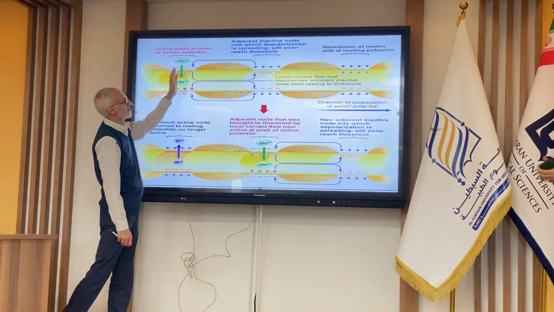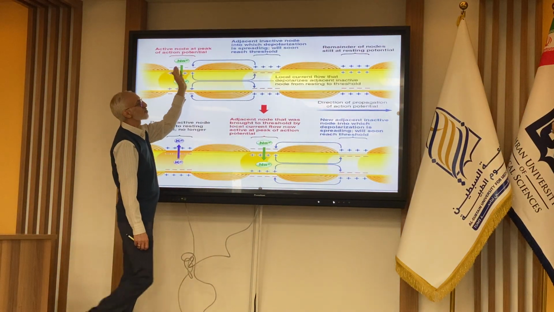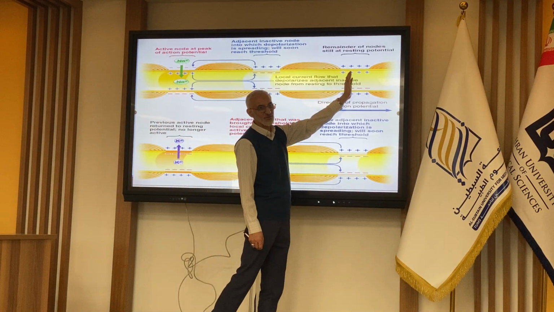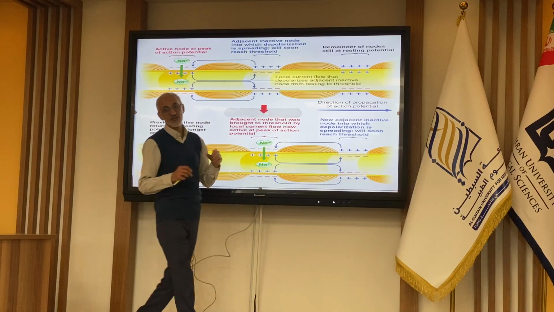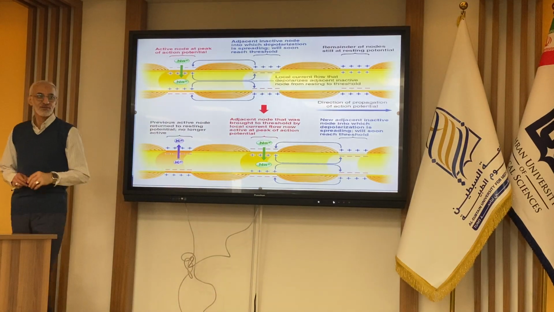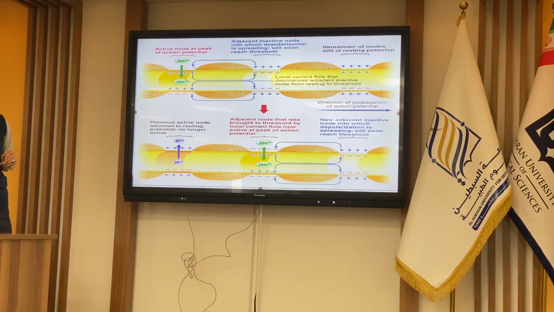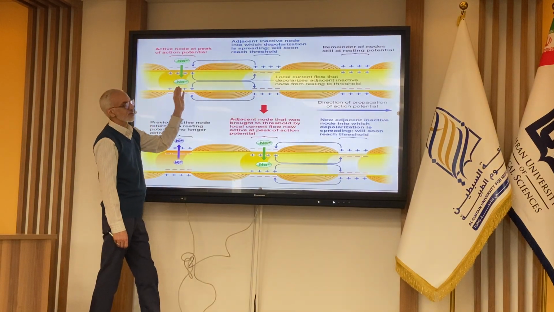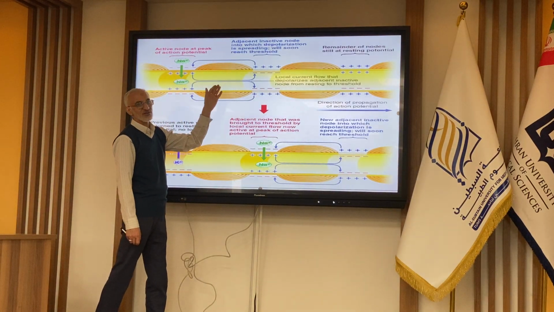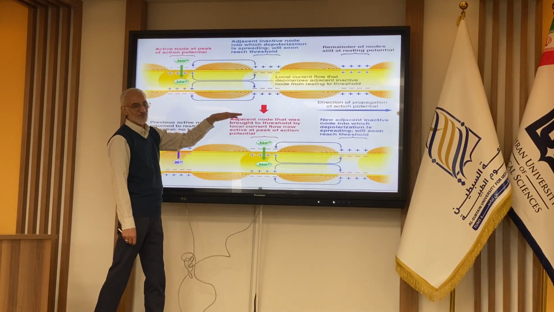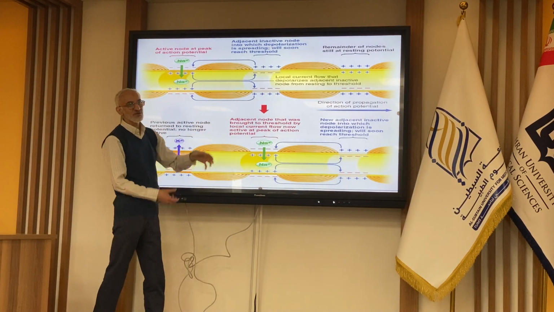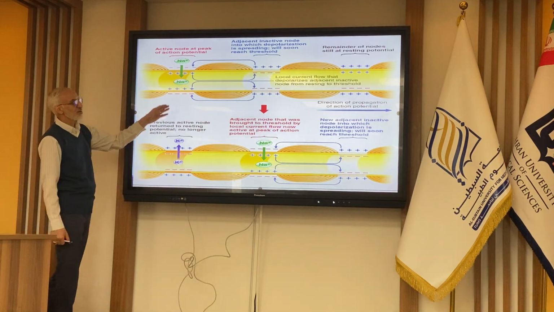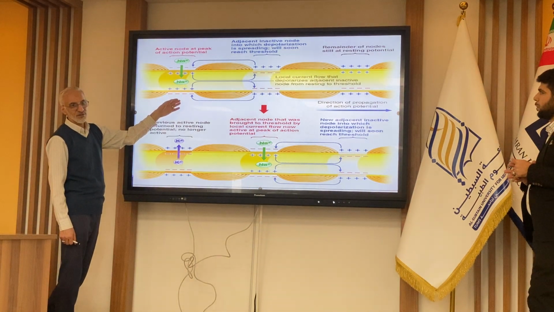From here the action potential jumps to here, and from here jumps to another node. So the velocity increased and the energy needed for conduction decreased. And we don't need a large nerve, because of myelination of the nerve.